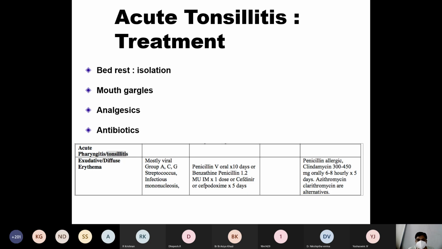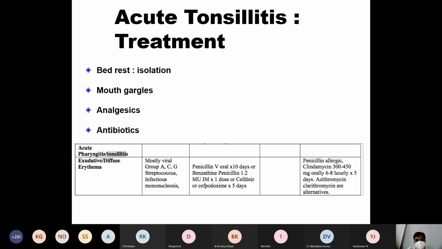Amoxicillin, you should remember the dose, it is about 40 to 50 mg per kg body weight per day in divided doses. And usually in children we give 3 divided doses, in adults 2 divided doses if possible. Maximum dose is 5 grams per day for amoxicillin.